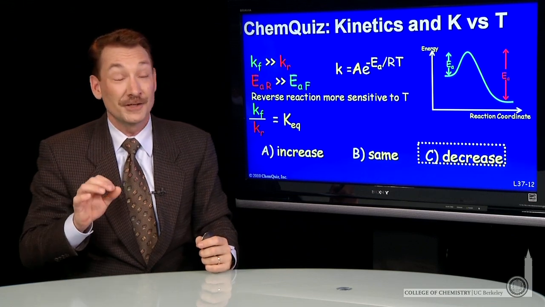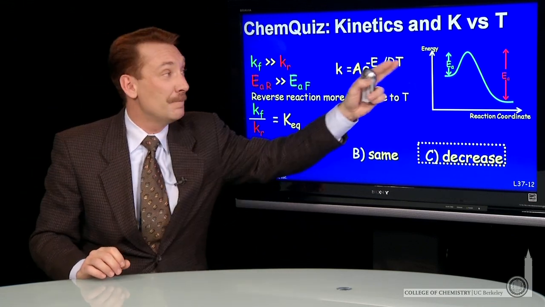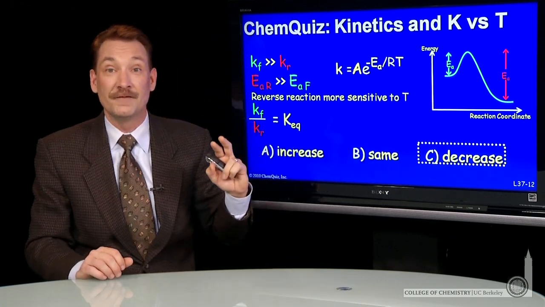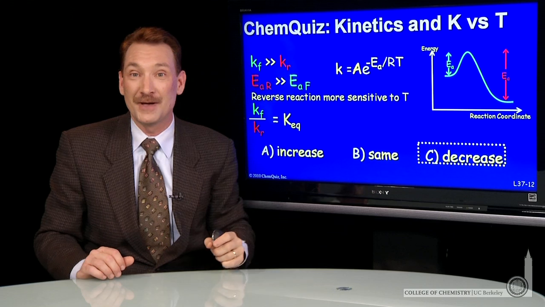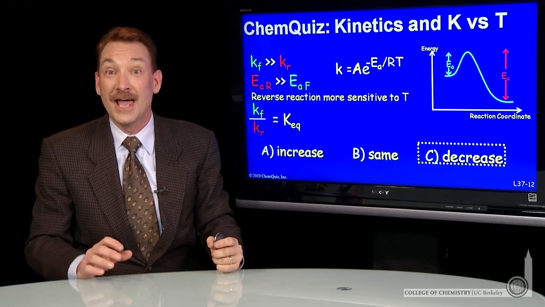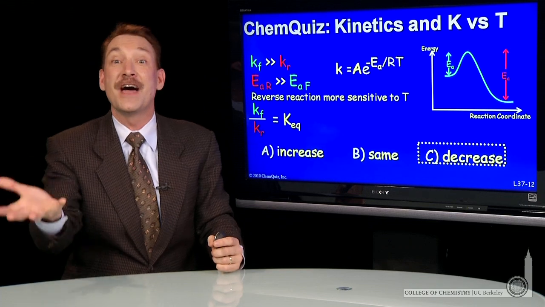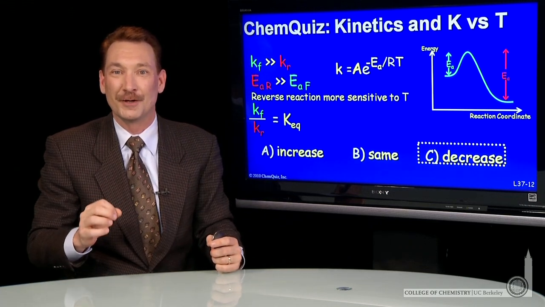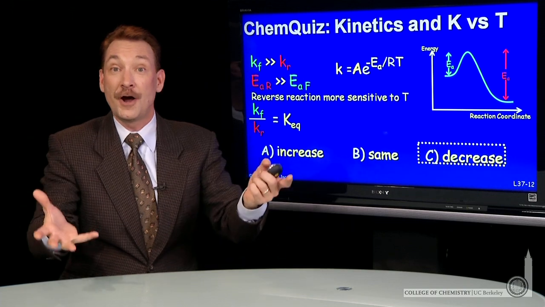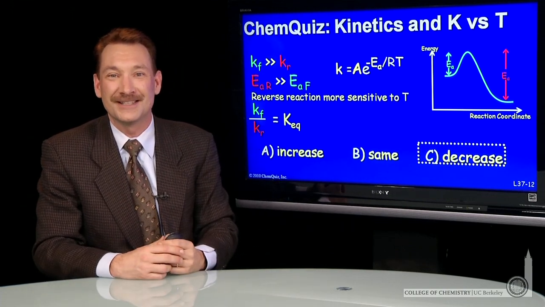Now there's another way you could have looked at that. You could have said, well, this K forward greater than K reverse means this orientation of the activation energies, which means this is an exothermic chemical reaction. And if it's exothermic, heat is a product. I increase the temperature, that favors the reactants and leads to a decrease in the equilibrium constant. Two arguments that lead to the same conclusion for the equilibrium constant and temperature.